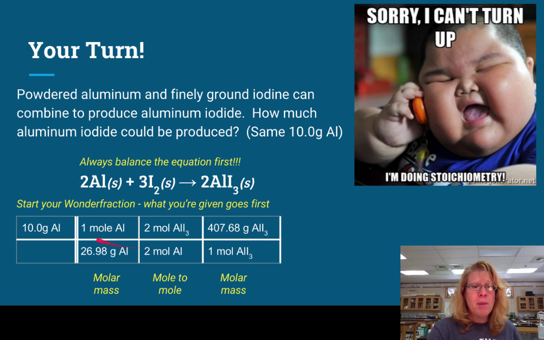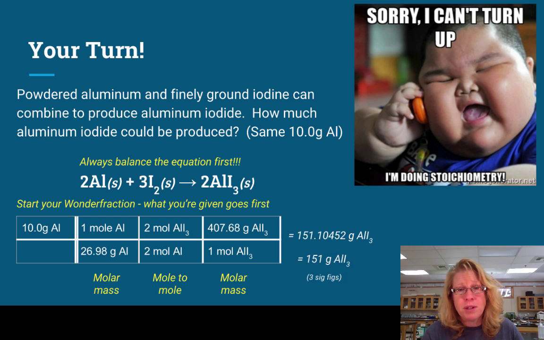Okay, math it out. Multiply 10 times 1 times 2 times 407, that's a big number, divided by 26.98, and then divided by 2 again. And this is what you get when you do it out. You should get 151.1, whatever else is on there. Again, we've got 3 sig figs in our problem, so there's our final answer. 151 grams of aluminum iodide could be produced from just 10 grams of aluminum. It's actually pretty amazing to think about how much you're actually making from this.